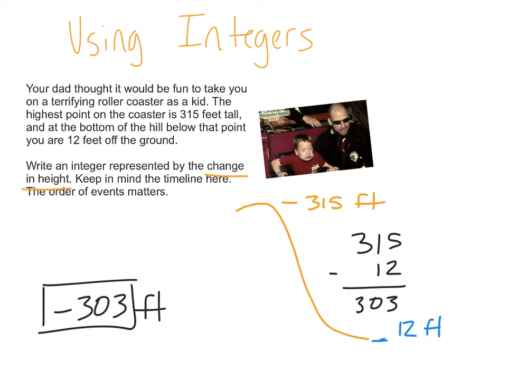That is our answer. Now you might be thinking, wait, negative, doesn't that mean underground? No, because this was our starting point. We changed it by negative 303, because if I said I changed it by 303, that would have meant going up, and that's not what happened, right? Changed it by negative 303, it landed us down here at 12 feet off the ground, and there you go.